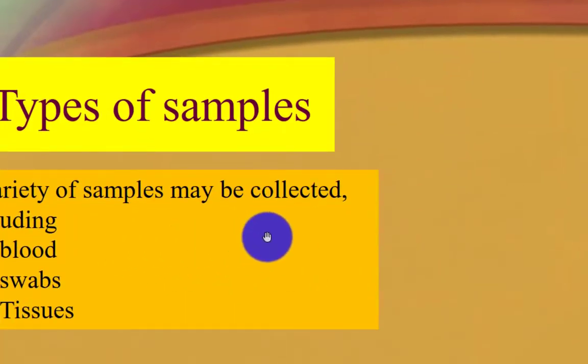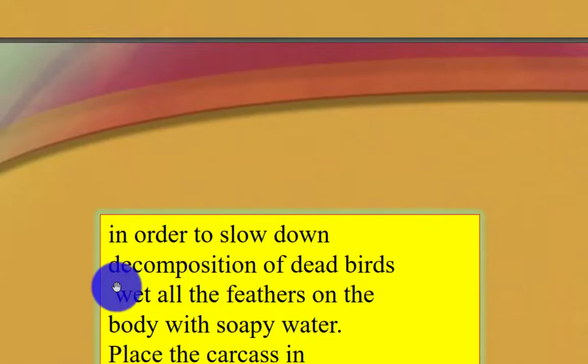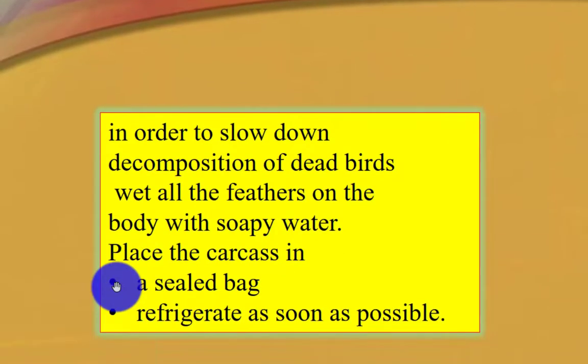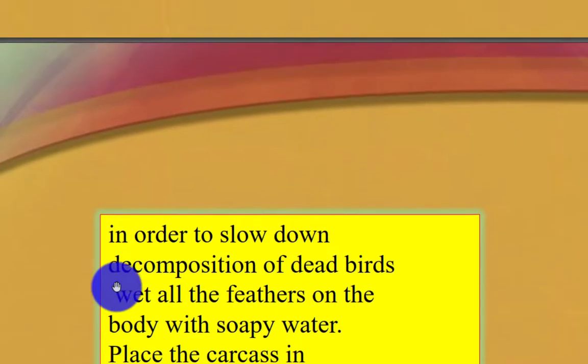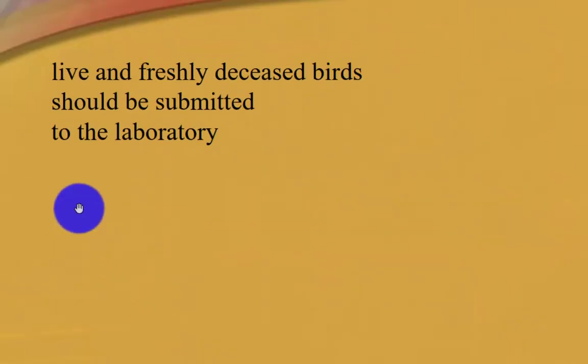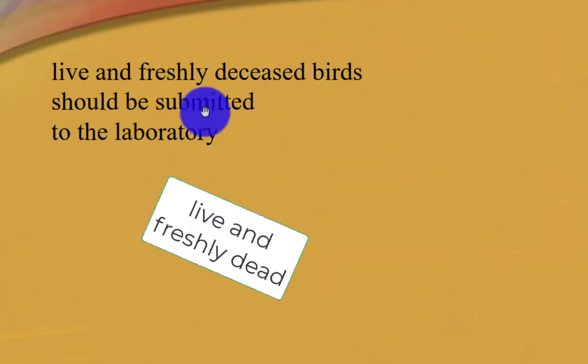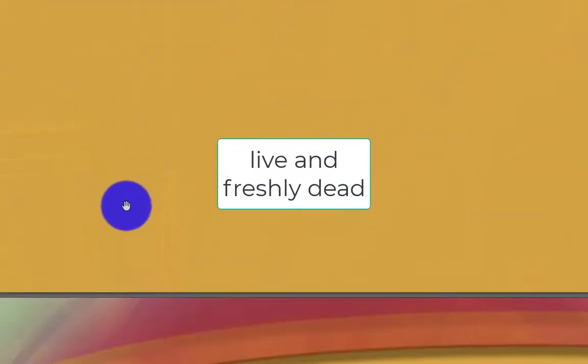Types of samples. A variety of samples may be collected, including blood, swabs, and tissues. In order to slow down the decomposition, live and freshly dead birds should be submitted to the laboratory.